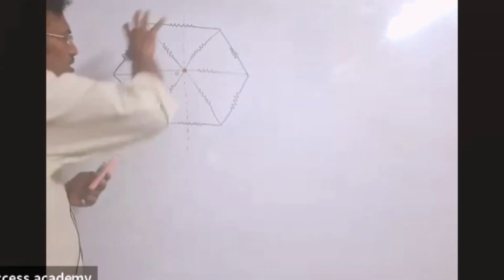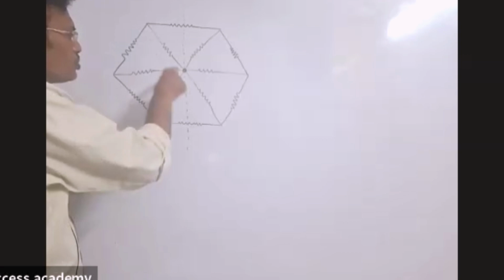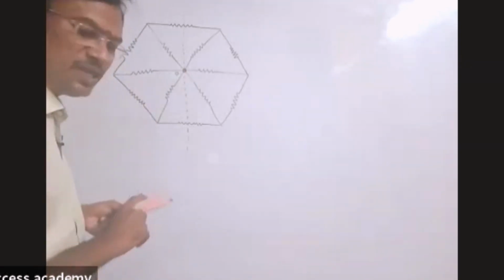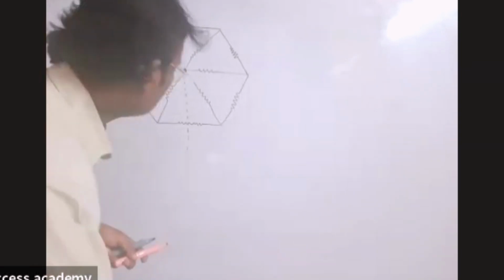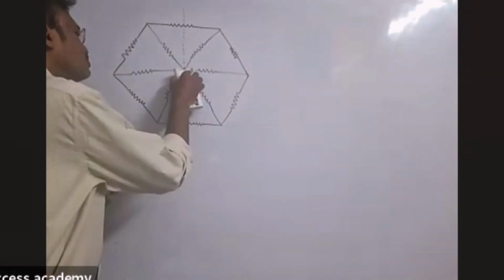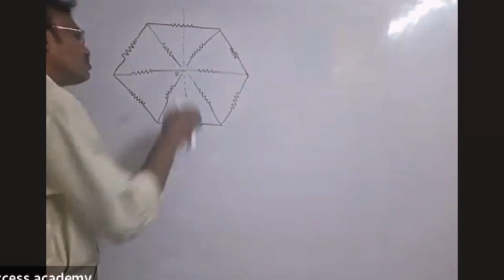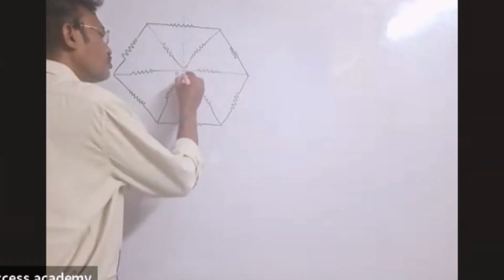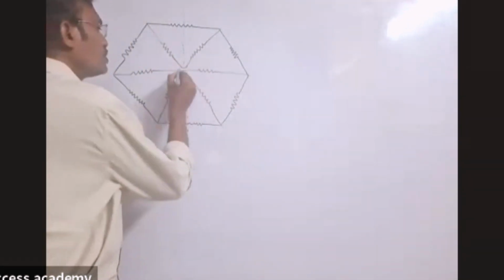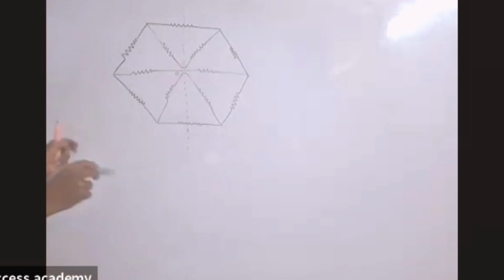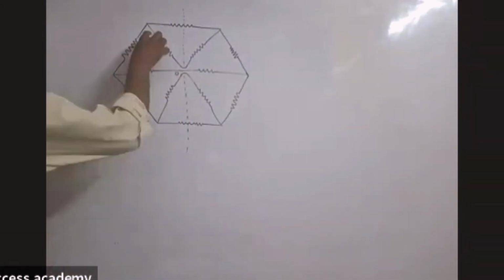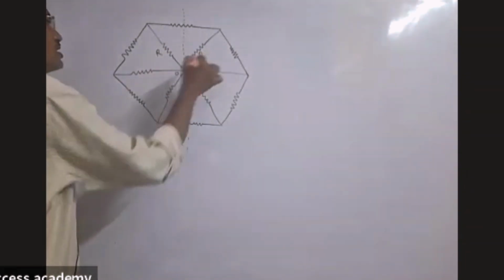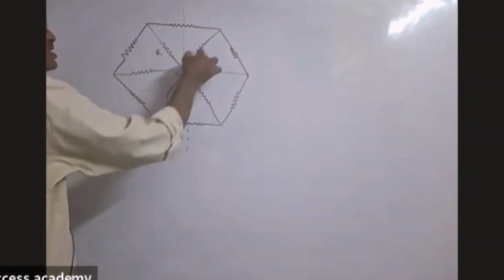Why? Because in symmetric circuits like this, it seems to be a junction, but it is a virtual junction. It means this can be considered like this, without the junction. Now observe these two resistors, and this resistor and this resistor, these two resistors are in series.